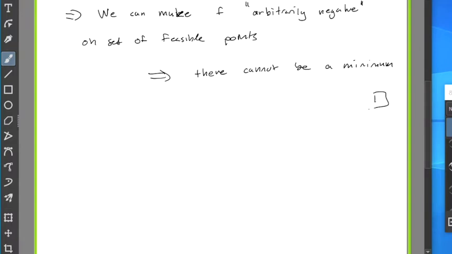Okay, more questions or comments concerning this problem in general, or this problem specifically, or optimization problems in general?